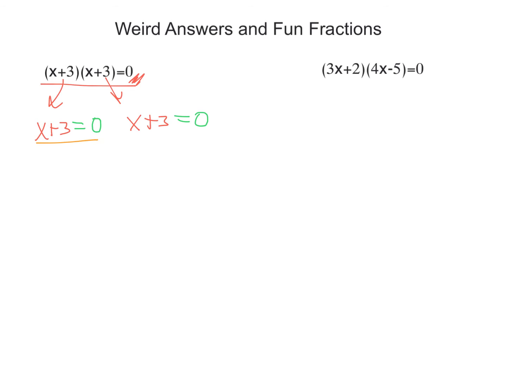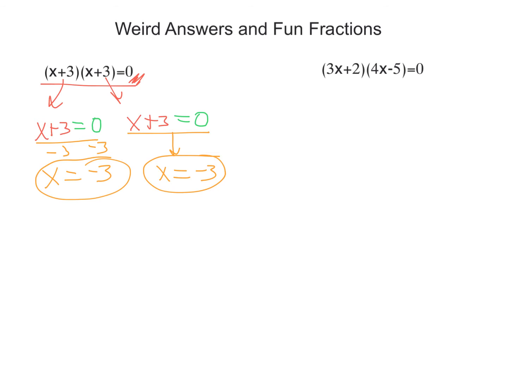So here, if x plus 3 equals 0, I'm going to minus 3s. Therefore, x equals negative 3. Now, because this is the same thing, I know that x is going to equal negative 3 again. Now, you can leave it like this. That's perfectly fine. But properly, what we should say is x equals negative 3 DR. Now, what DR means is a double root.